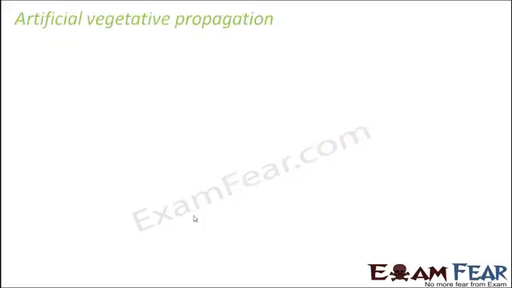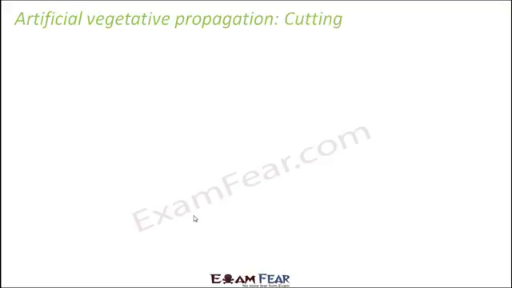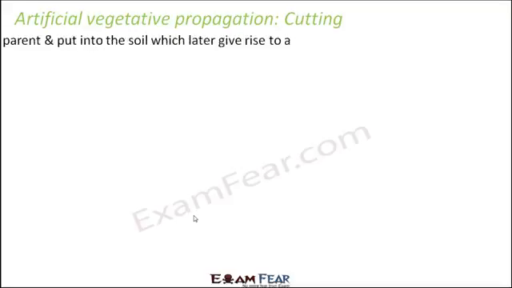So this was all about natural vegetative propagation. Now let us talk about artificial vegetative propagation. As I said, farmers and gardeners have started exploiting these properties of root, stem and leaves, and that is why they have come up with several techniques to artificially propagate plants. Some of these techniques are cutting, layering and grafting. So let us first discuss cutting.